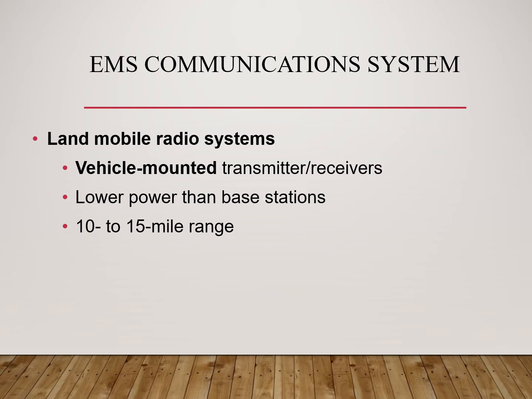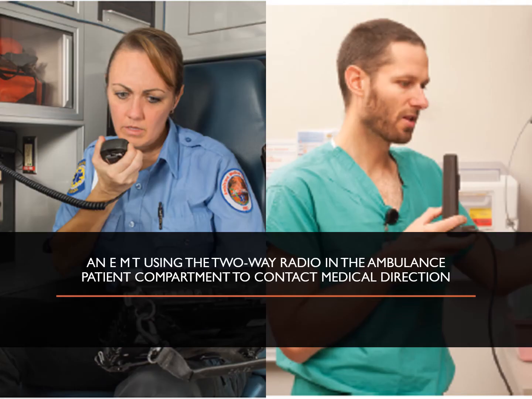Now, also in the communication system, we have land mobile radio systems. What we're talking about here is going to be mounted on the ambulance itself. So low power compared to a base station, at a 10 to 15 mile range. What helps them is the use of repeaters, which we'll talk about, which extend their range. Okay, so here's an example of an EMT on the ambulance using it to talk to their base hospital.